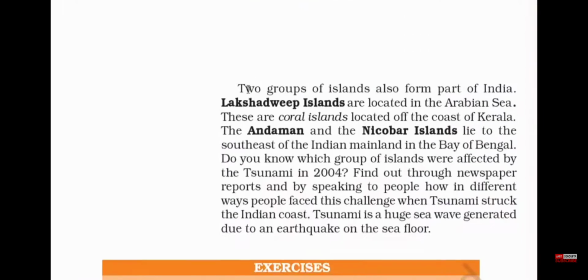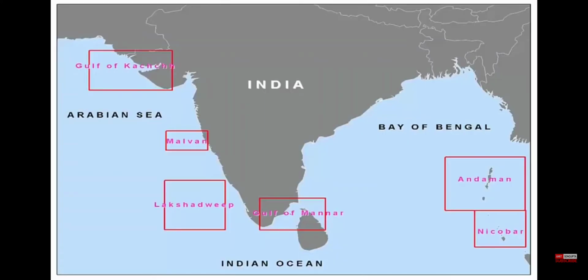So coming to the 8th page of this chapter, we have two groups of islands. They are the Lakshadweep Islands, which are located in the Arabian Sea, and the Andaman and Nicobar Islands, which are in the Bay of Bengal. So remember this, Lakshadweep is famous for Coral Island. It is located off the coast of Kerala. This is also a very important question from an examination point of view.